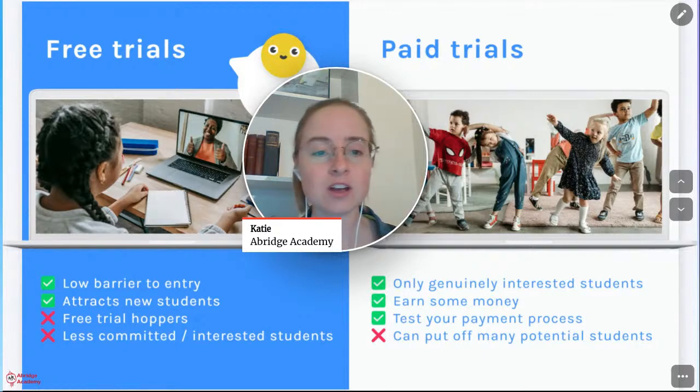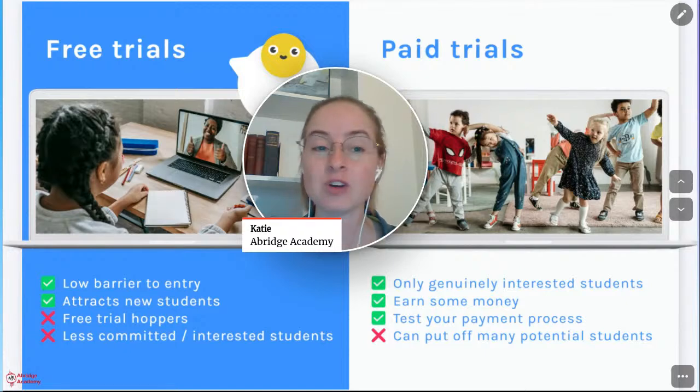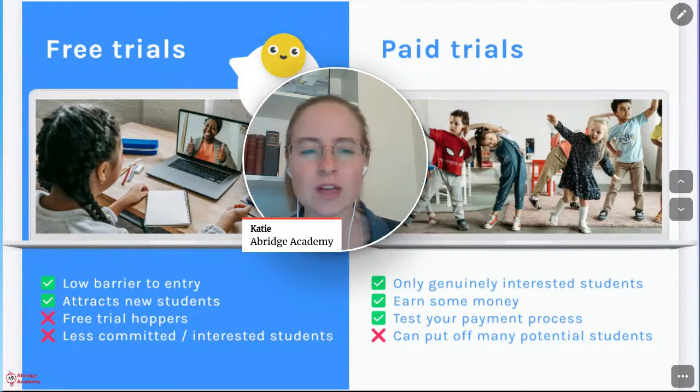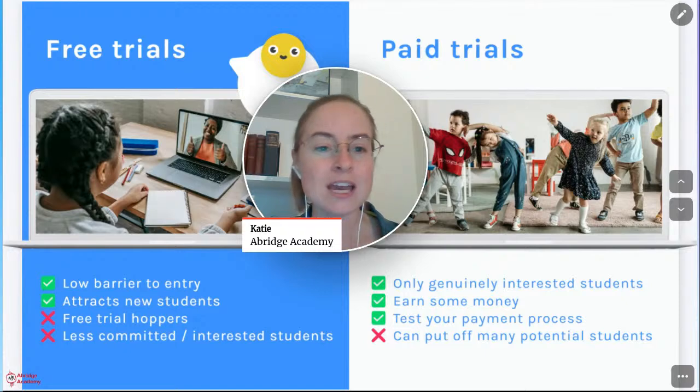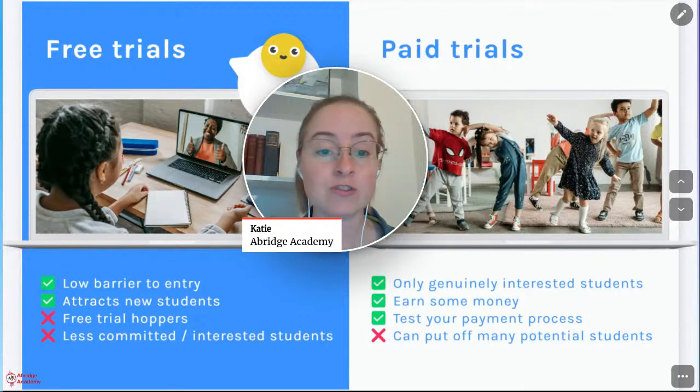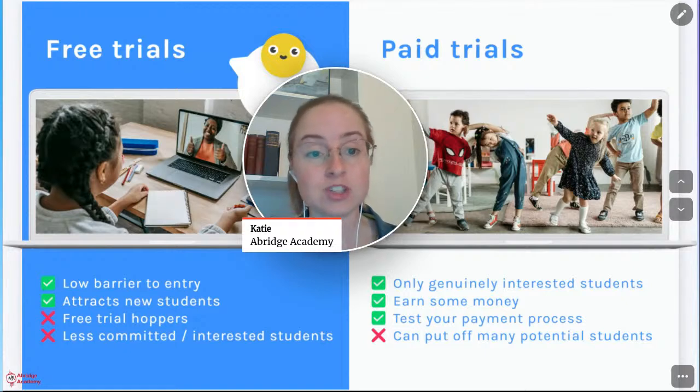I know also in other countries, even when it is okay to do paid classes, sometimes they have different payment methods. Like, I have a lot of Chinese students, and in China, the main payment methods are WeChat Pay and Alipay. Yes, they do have card payments, but it's not that popular. So by doing a paid trial, you're checking that they are confident with the payment process, and your systems are all working. But a big disadvantage of paid trials is that, of course, it can put off many potential students who could be legit paying students going forward in the future.